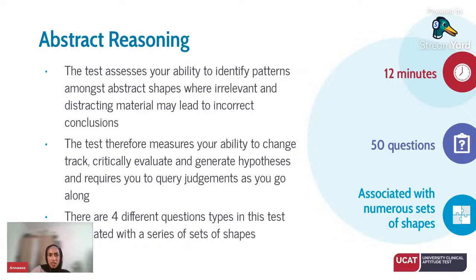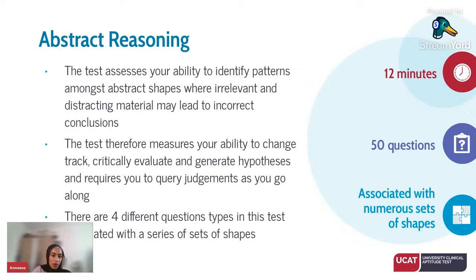With abstract reasoning, I found this the most difficult. It was 50 questions in 12 minutes, and it's associated with numerous sets of shapes. So you get one set of shapes, and you might have to answer a couple of questions relating to that shape pattern. It assesses your ability to identify patterns amongst abstract shapes where irrelevant and distracting material may lead to incorrect conclusions. I found that practicing abstract reasoning over a long period of time helped me to get better and identify patterns more quickly.